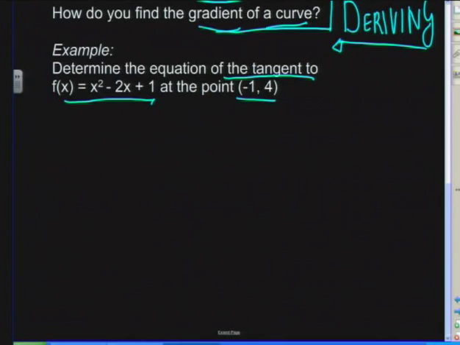Okay, so what do they want? They want the equation of a tangent. What is a tangent? It is a straight line that just touches a curve and it has the same gradient as the curve. Okay, so if we're finding the equation of the tangent, we really need to find the equation of the straight line. Okay, let's have a look.